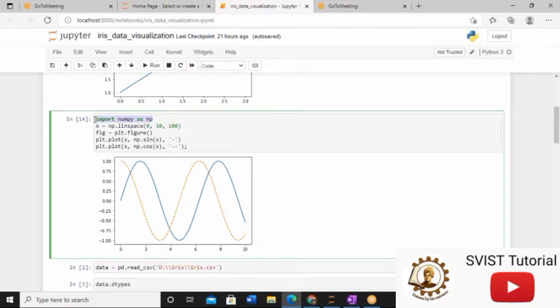Using this NumPy library, I have created one sine and cos plot. How? Using this alias NP, I have written one function known as linspace. First we have to understand the meaning of linspace. This linspace is a function which returns evenly spread numbers over a specified interval. But don't get confused.